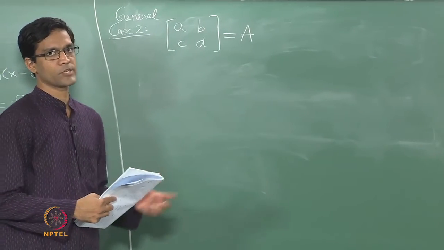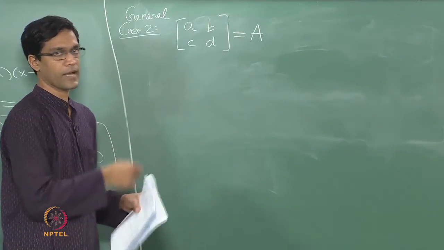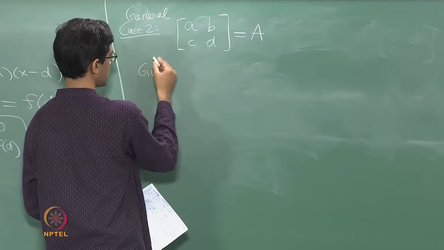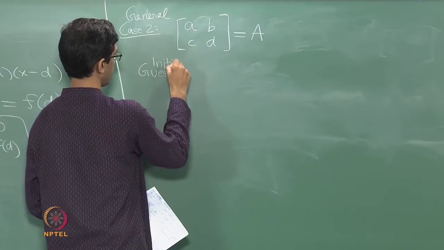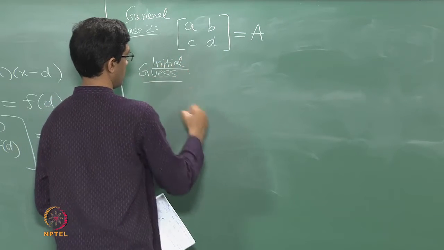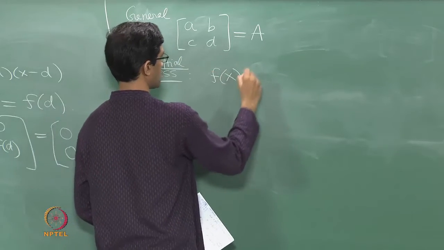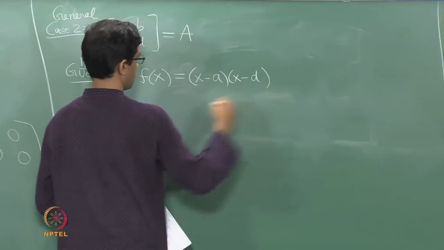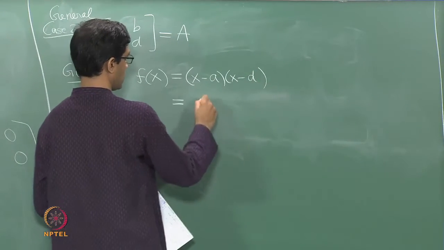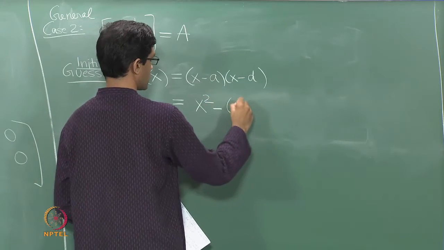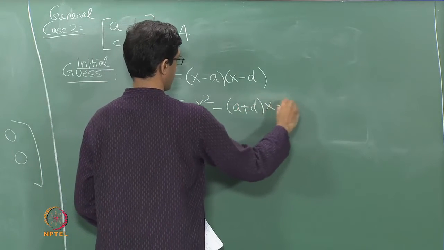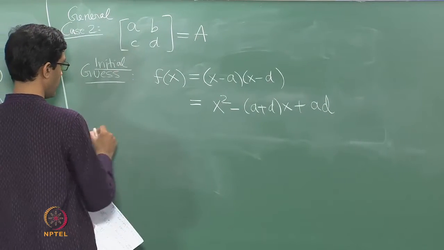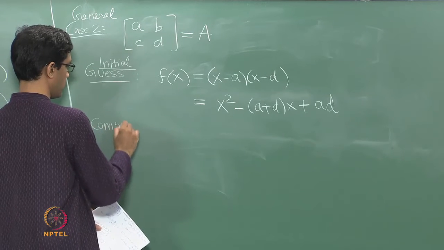As a first approximation, let us use the same polynomial that worked in the diagonal case. Let us make our initial guess. Let us just take the same polynomial and see what happens. So you just take (x minus a)(x minus d), and let me just expand this out, it is x squared minus (a plus d)x plus ad, and let us see what we get.